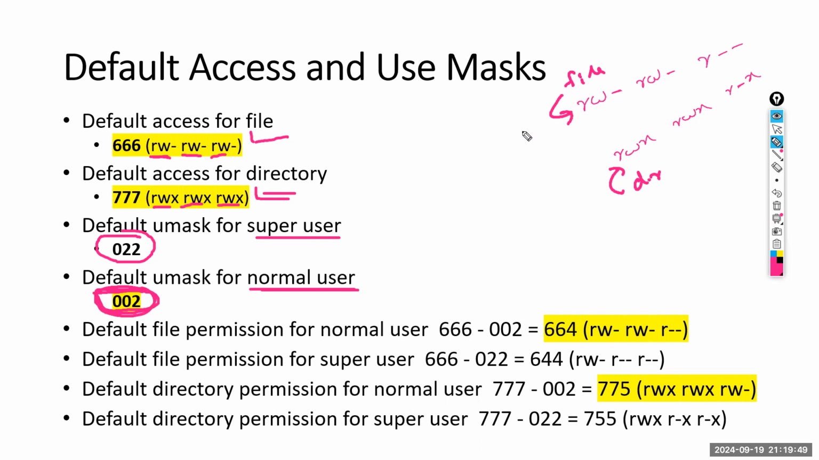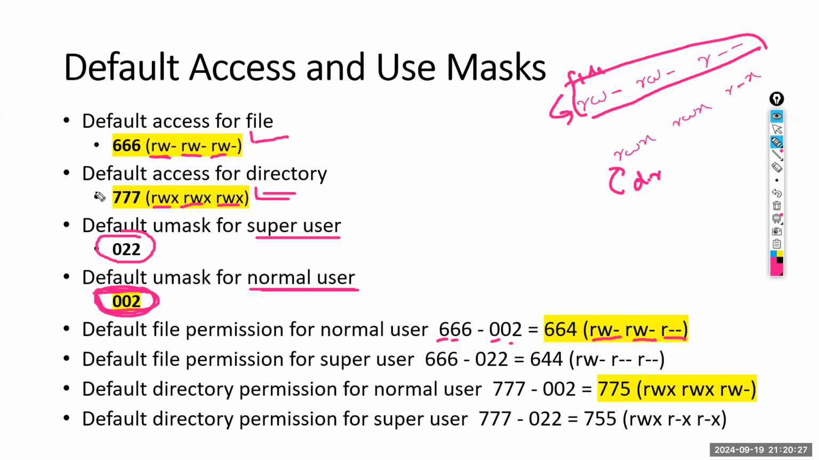So why is my file's privilege like this by default? Because it is default access minus user mask. 666 minus 002. You need to subtract separately. 6 minus 0 is 6, 6 minus 0 is 6, 6 minus 2 is 4. So this is rw-, and 4 means read. Remember, this is 1, 2, 4. Read, dash, dash. That is how I got this, because I created using user called Nalaka, a normal user.